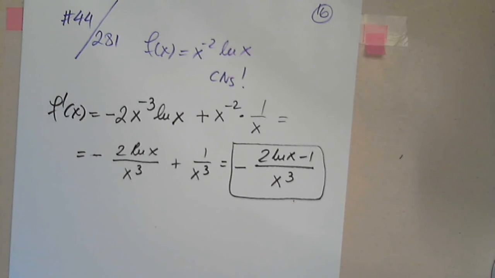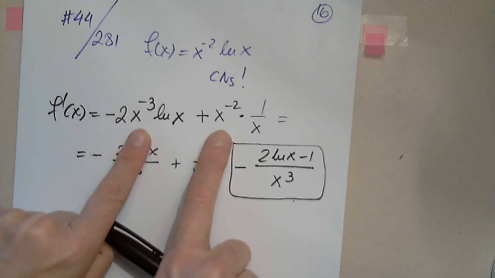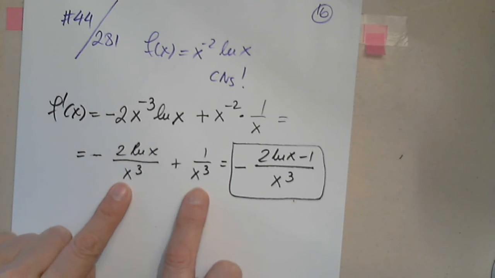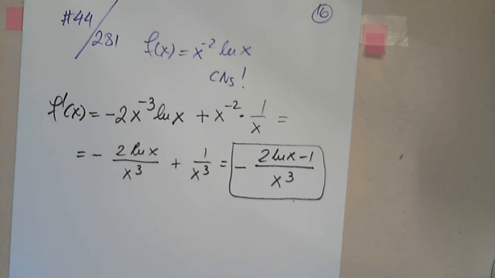I obviously realized that I could factor out x to the negative 3, but it's the same if I just keep it in the denominator with a positive exponent. And then, of course, I will factor out negative 1, because I have negative 2 natural log x plus 1, which is negative 2 natural log x minus 1.